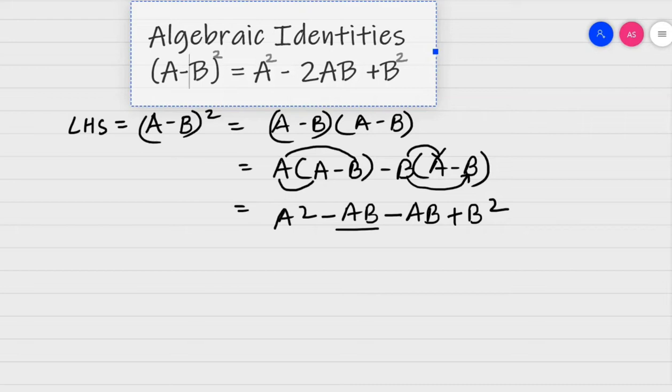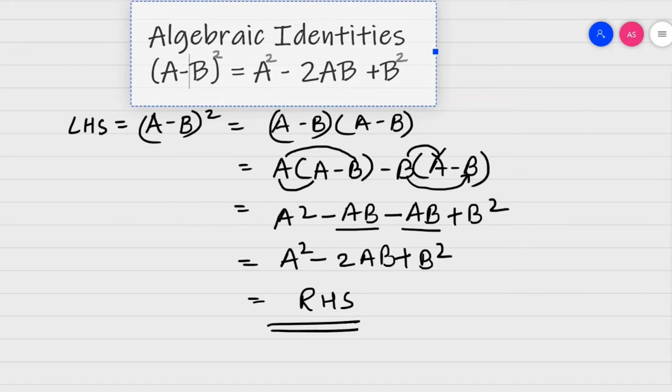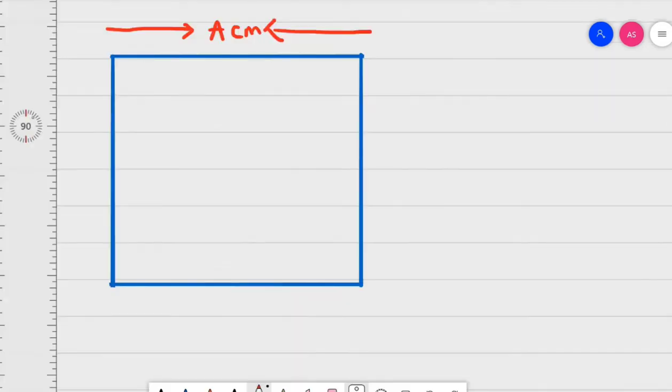Now see, minus ab and minus ab will give you minus 2ab. So a square minus 2ab plus b square, and this is your RHS. Thus you prove that (a minus b) whole square is equal to a square minus 2ab plus b square. Children, let us prove that (a minus b) whole square is equal to a square minus 2ab plus b square geometrically also.